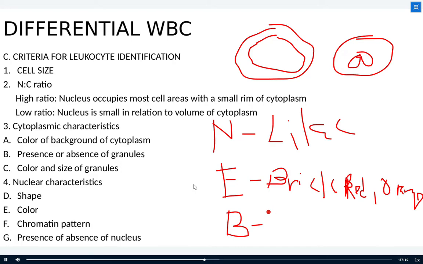Yung basophil niya, class. Uy, basophil. Basophil, ha? Basophil, class. Mental health week lang kayo, wala kalimutan dyan, ha?